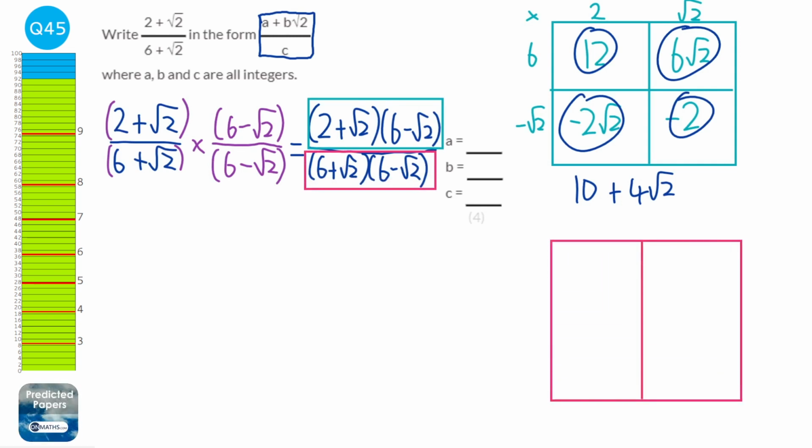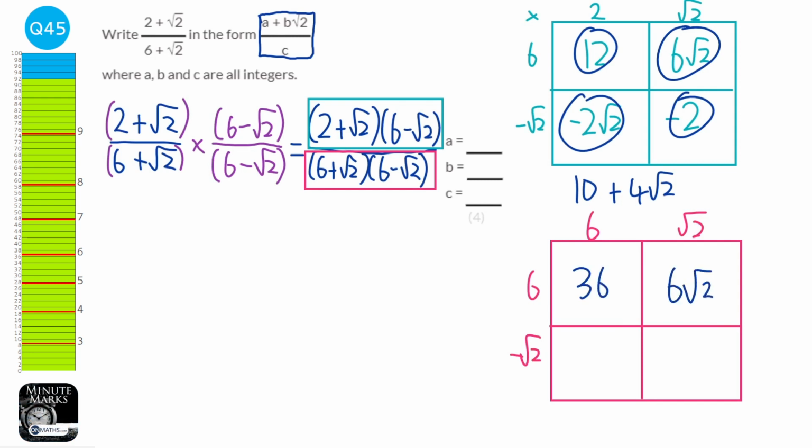And so we've got 6 plus root 2 and 6 minus root 2. So 6 times 6 is 36, 6 times root 2 is 6 root 2, 6 times negative root 2 is just negative 6 root 2, and then we've got a minus and a positive make them negative, and then root 2 times root 2 is just minus 2.